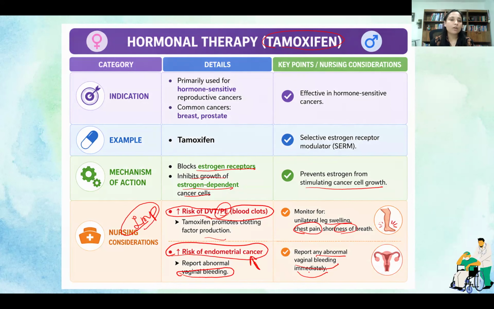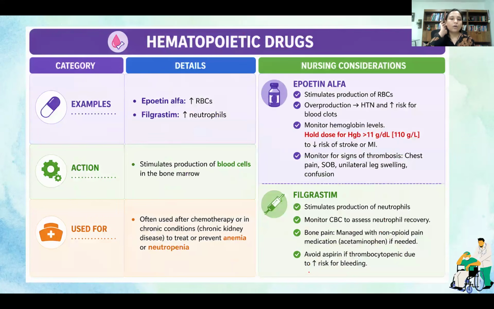And bleeding, any patient who comes with abnormal vaginal bleeding, you have to take the intervention immediately for that patient. Okay, all right. Another one, the hematopoietic drugs. Examples are epoetin alfa and filgrastim. So I would advise you to remember this epoetin alfa.